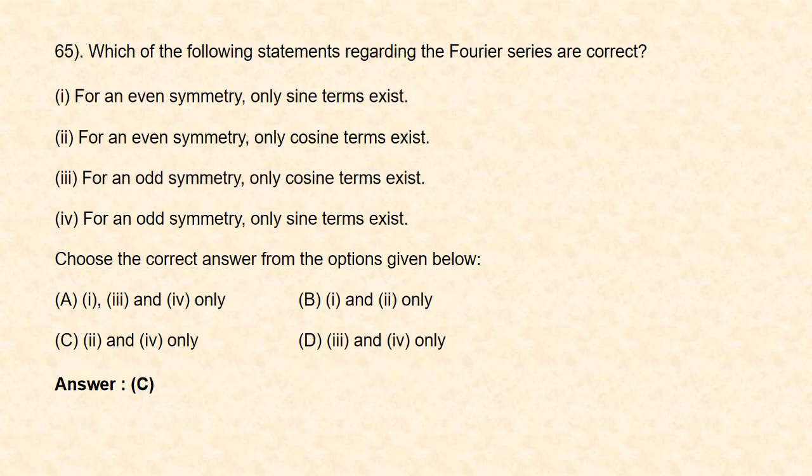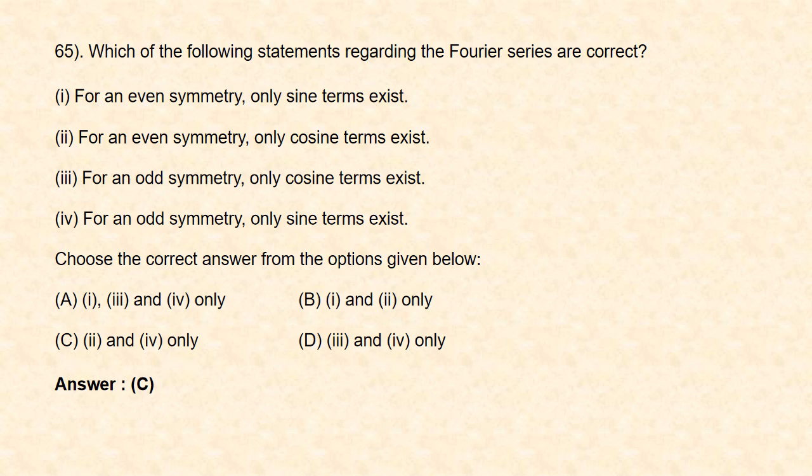Next question. Which of the following statements regarding the Fourier series are correct? First statement. For an even symmetry, only sine terms exist. This statement is wrong. Next one. For an even symmetry, only cosine terms exist. This statement is correct. Then, for an odd symmetry, only cosine terms exist. This statement is also wrong.